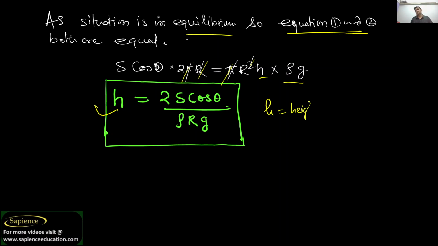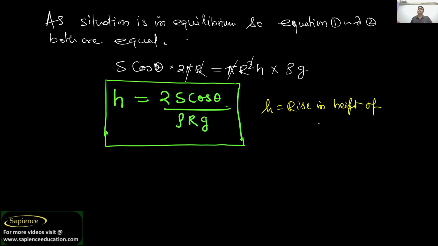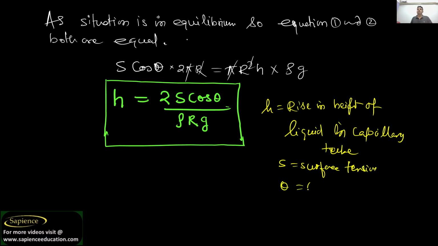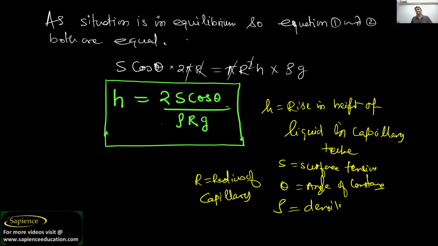So h is the height of the liquid rise in the capillary tube. S is the surface tension. Theta is the angle of contact. r is the radius of the capillary, and rho is the density of the liquid. If density is high, the height rise will be low. If density is low, the height rise will be high. g is the acceleration due to gravity. In this way, you will be able to find the rise in height.